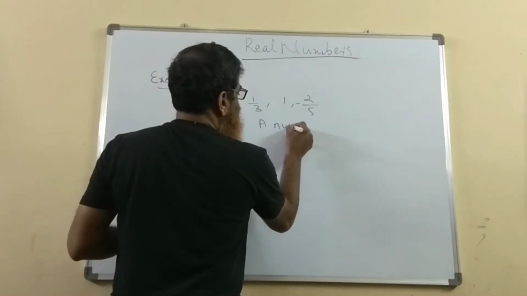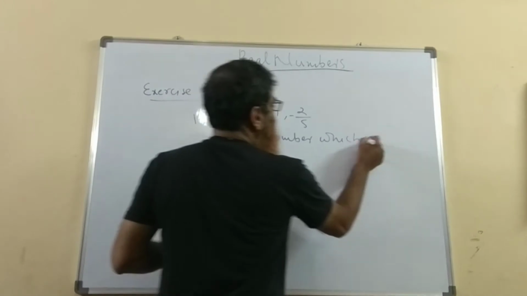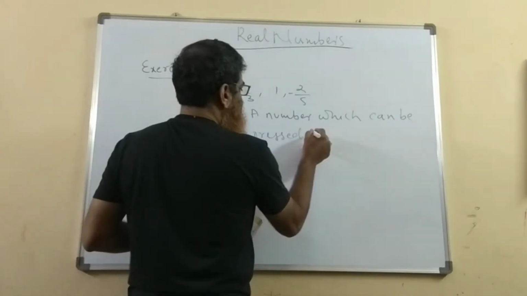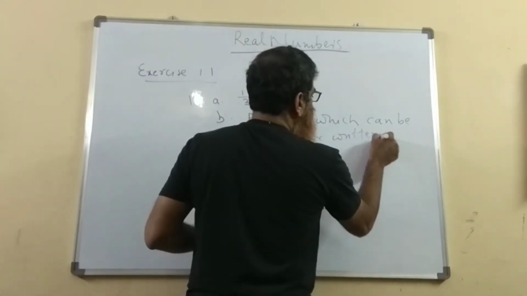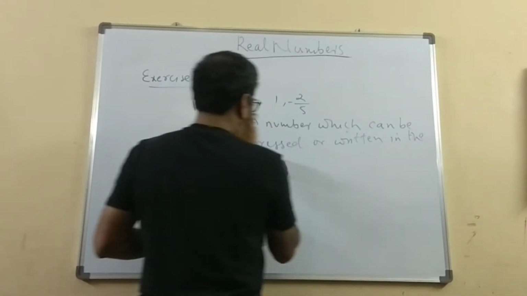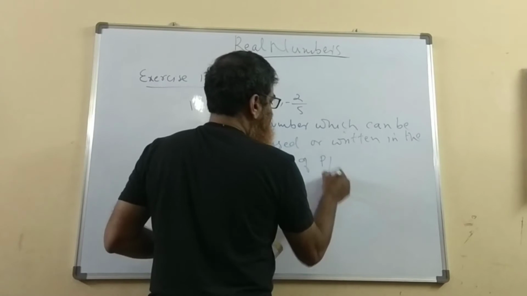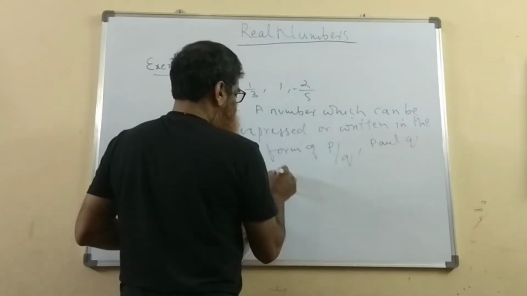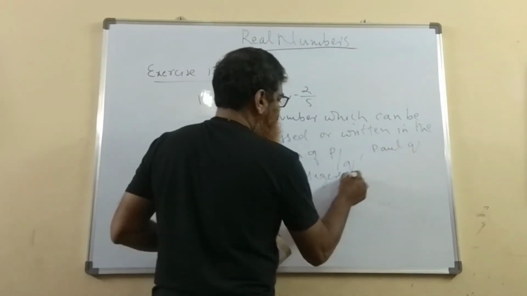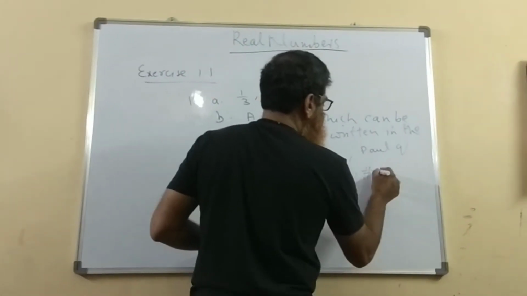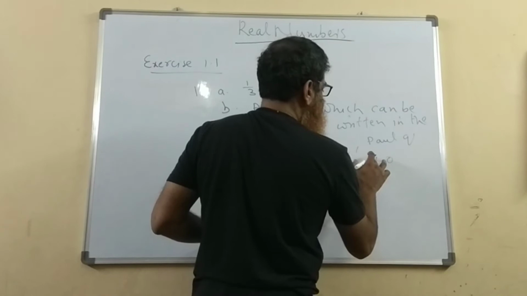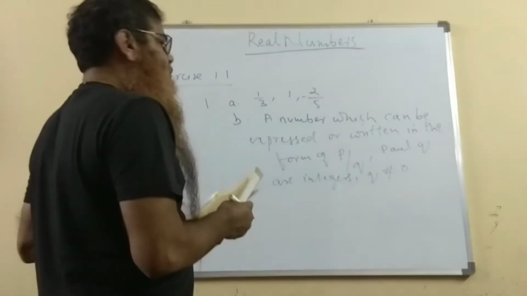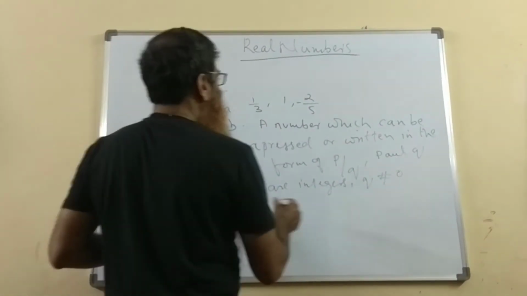A number which can be expressed or written in the form of P by Q, where P and Q are integers and Q is not equal to 0. Simply, a number which can be expressed or written in the form of P by Q, where P and Q are integers and Q is not equal to 0.